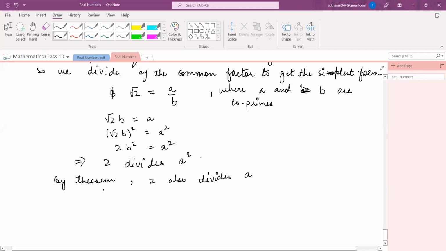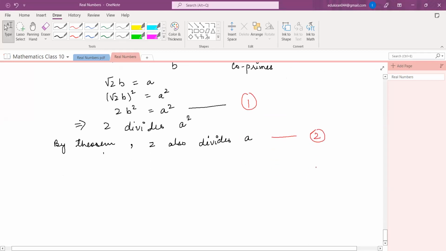Okay. So far. Now let us just name this equation 1, just mark it. And this result I'm marking with 2. Clear? Okay. So now since 2 divides a, that means 2 into some other number will be equal to a. From this equation, you can see that 2 divides a, right? 2 into some other integer c will be equal to a. I mean, from here, I'm writing that 2c is equal to a, where c is any integer.